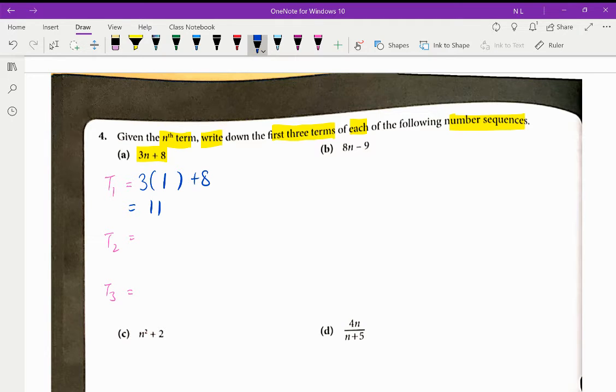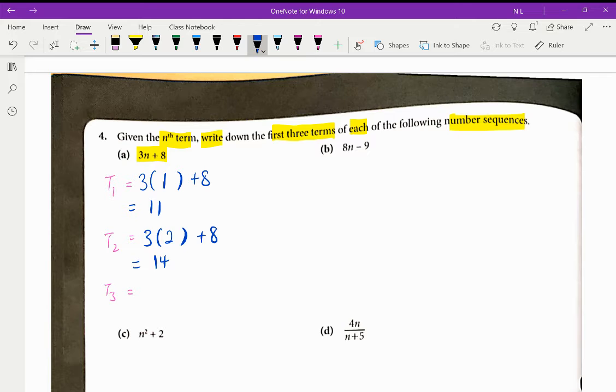So 11 will be my first term. For the second term, it will be 3 times a number plus 8. What will be the number that we need to replace in the bracket to find the second term? If you have noticed, the second term will be replacing n with 2, because we're looking at the second term. So 3 times 2 plus 8 will be 6 plus 8, which is 14. All these numbers here, you can just easily key into the calculator and calculate it out.